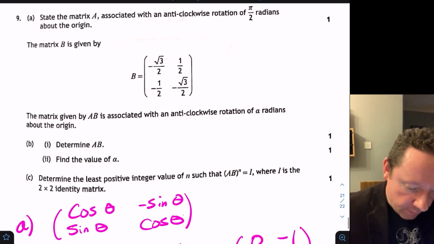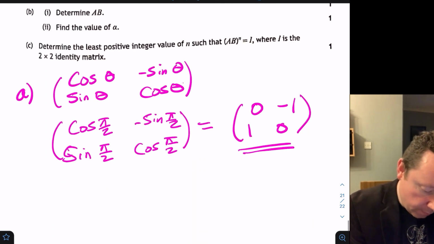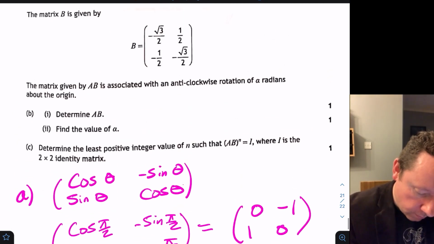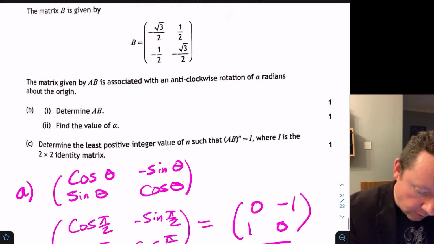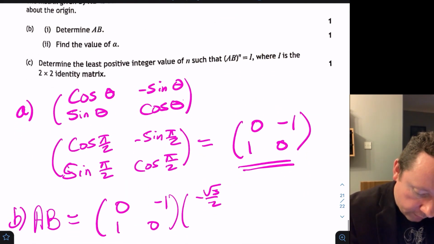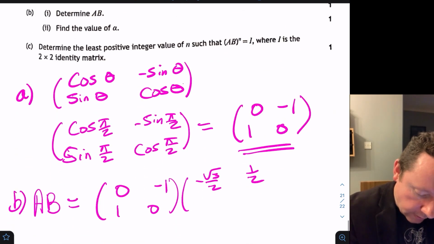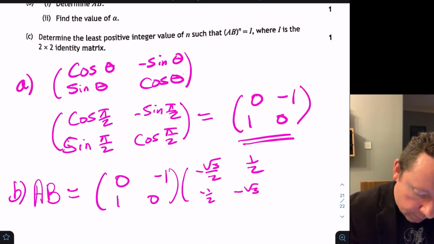The matrix B is given by this matrix. AB is associated with an anticlockwise rotation of alpha radians. Determine AB. So for part B, A times B is equal to 0, minus 1, 1, 0 times our matrix: minus root 3 over 2, a half, minus a half, and minus root 3 over 2.